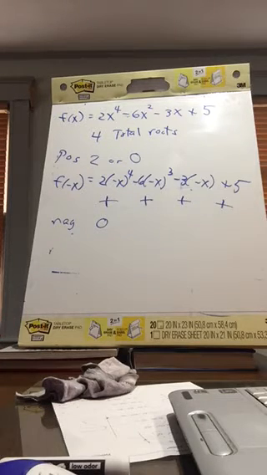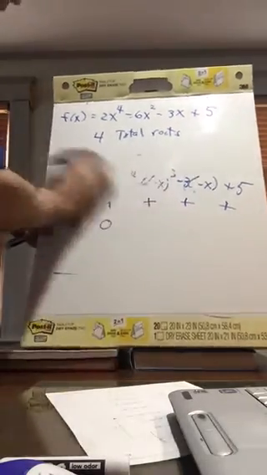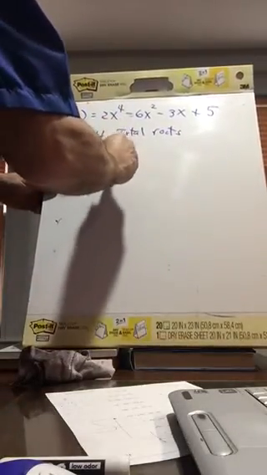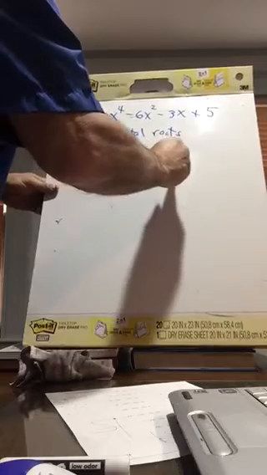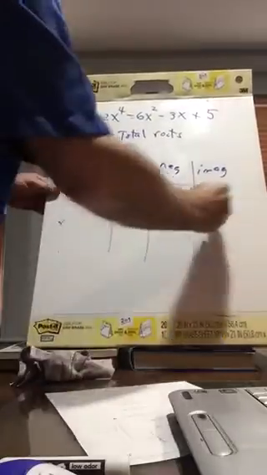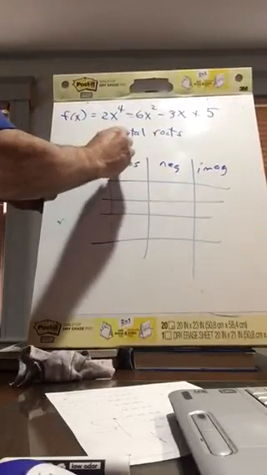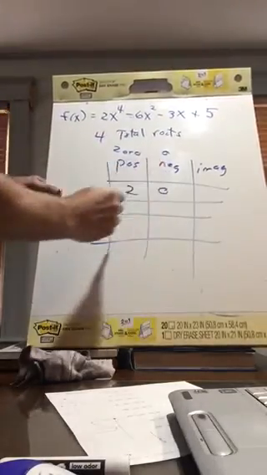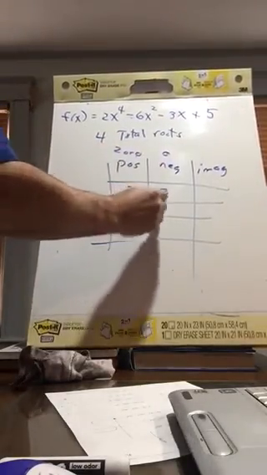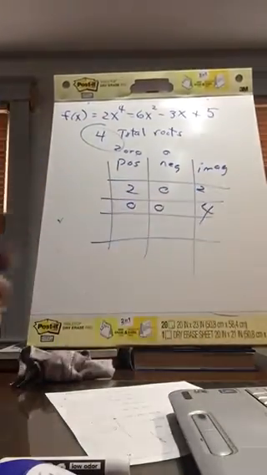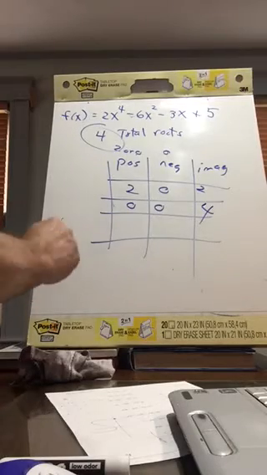So let's make a chart one more time. So positive, we had 2 or 0. Negative, we had 0. So it could be 2 positive, no negative. Could be no positive, no negative. Well, we need 4 total. That means 2 imaginary here, or it means 4 imaginary there. How could that work?